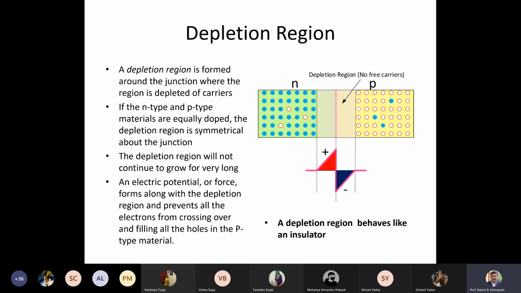So the depletion region actually behaves like an insulator. But what type of insulator? The one which has positive and negative ions. And when you have positive and negative ions, a field will be created. Isn't it? Whenever we have a charge separation, a positive charge and a negative charge, we will have an electric field which is created. And this field is actually some sort of a potential. So there will be positive here, negative here.